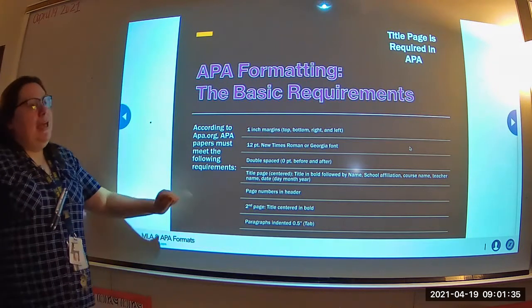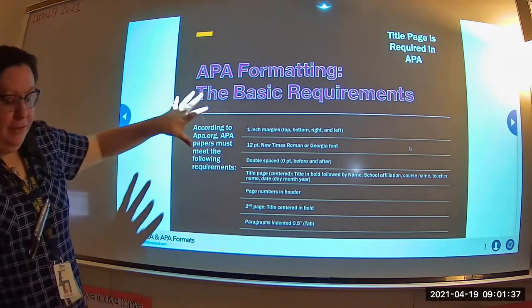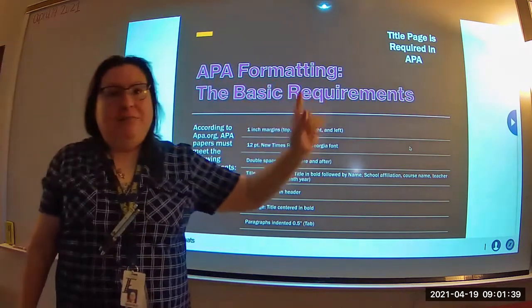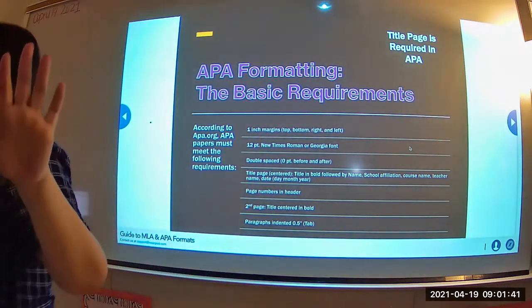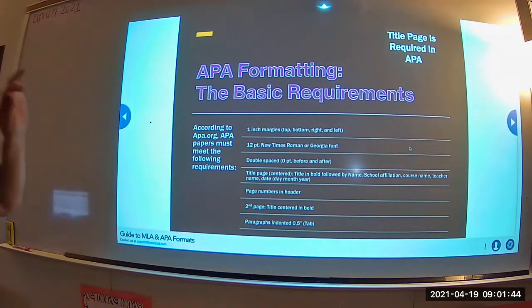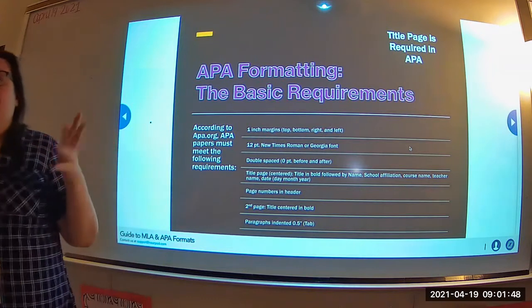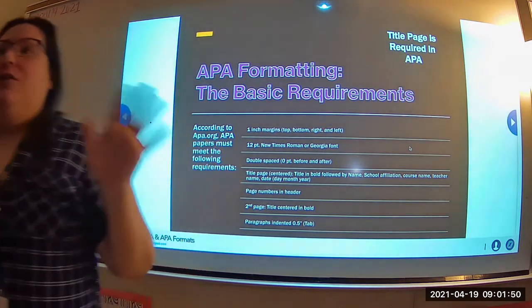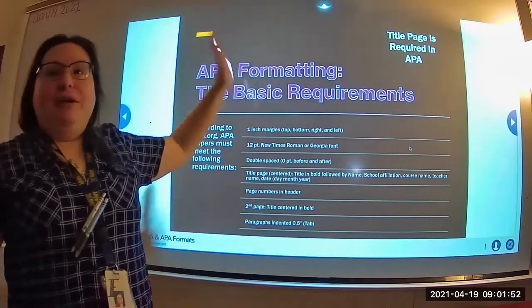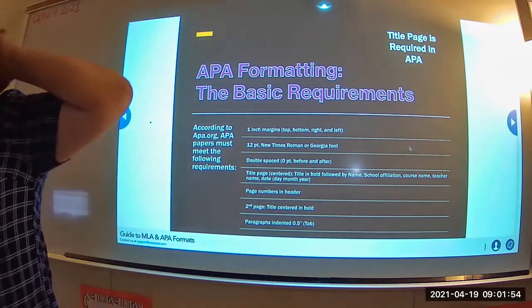So APA, the first thing that makes APA different is you have to have a title page, but it does not count for your page count ever, okay? So if your teacher says, I want a 5-page APA paper, in reality, it's going to be at least 6 pages or 7 pages because you're going to have your title page and you're going to have a works cited and they never count, okay?